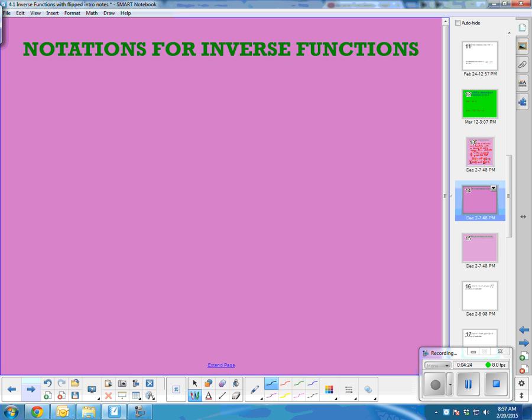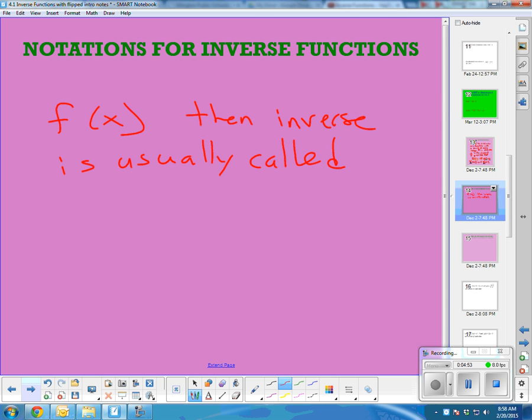Now a little bit about notation for an inverse function. What we would normally say is, instead of calling it g of x, if we have some function f of x, then the inverse is usually called and written as f inverse of x.